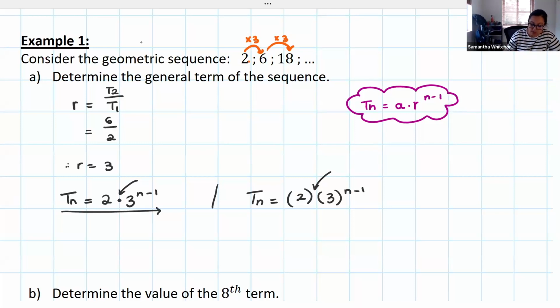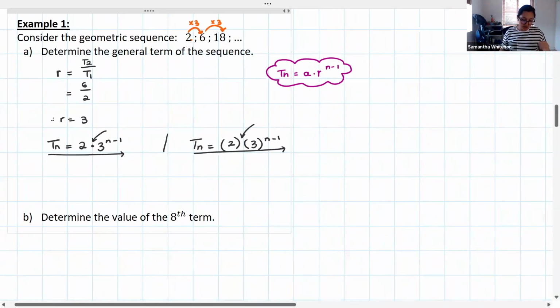But either way, we have worked out that Tn, or our nth term, is 2 times 3 to the power n minus 1. So really the only thing you might have to do, or might be asked or expected to do, is find out what your R value is, but that's nice and easy. And as Chuma said, it's literally term 2 divided by term 1. That's it.